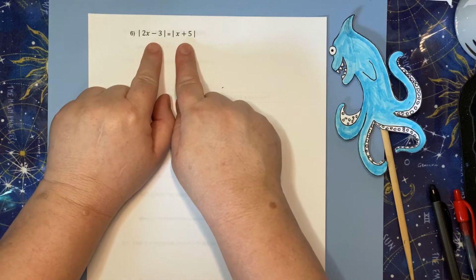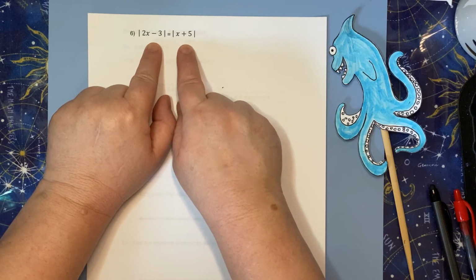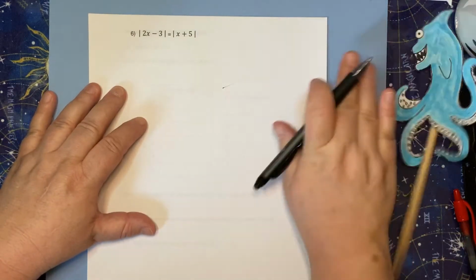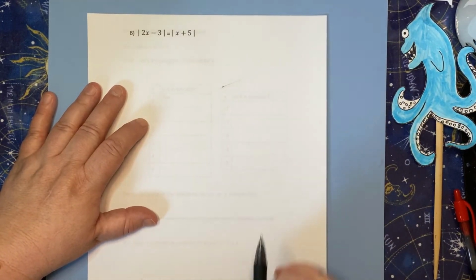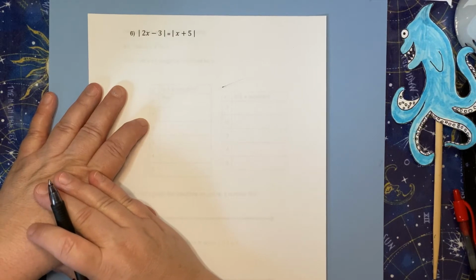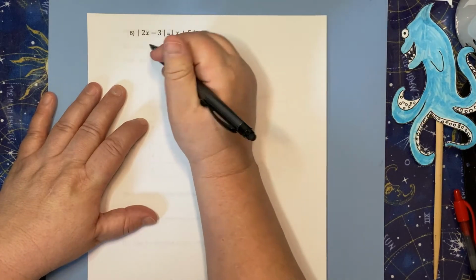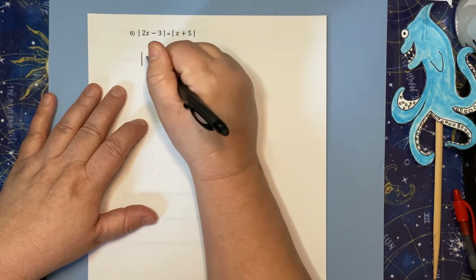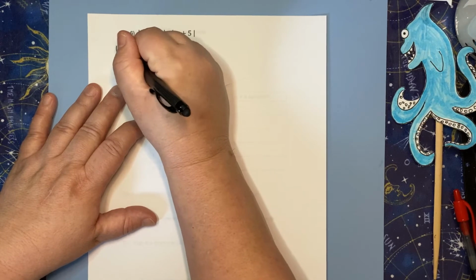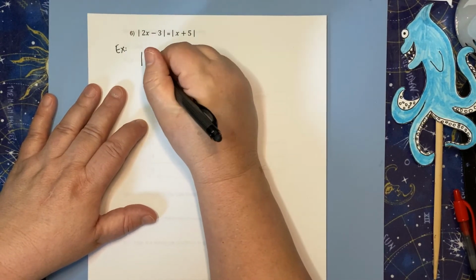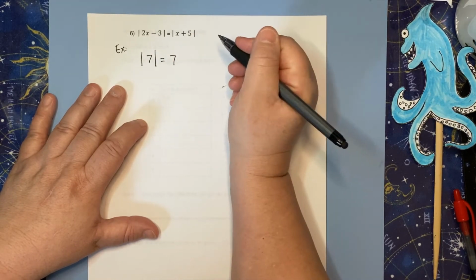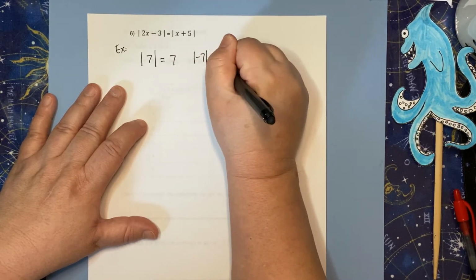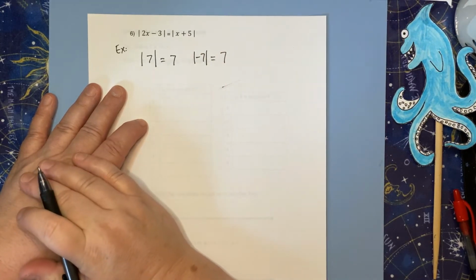If two absolute values are equal to each other, then either... let me look at an example. If I have the absolute value of 7, that equals 7. If I have the absolute value of -7, that also equals 7. So far, so good.